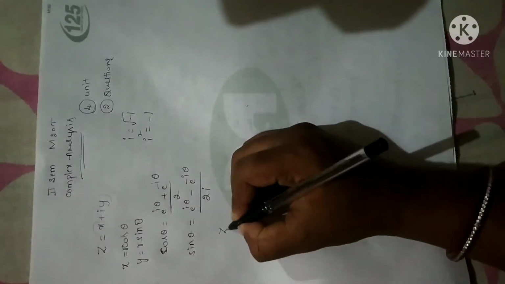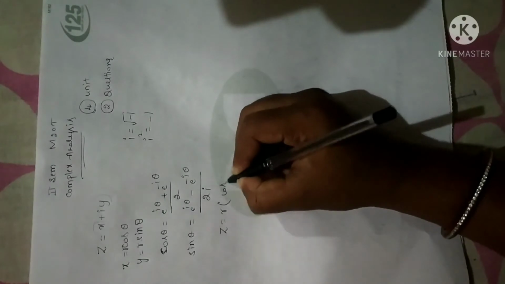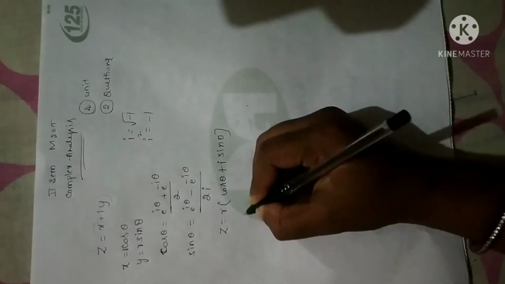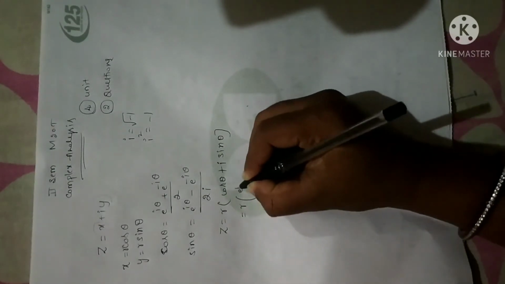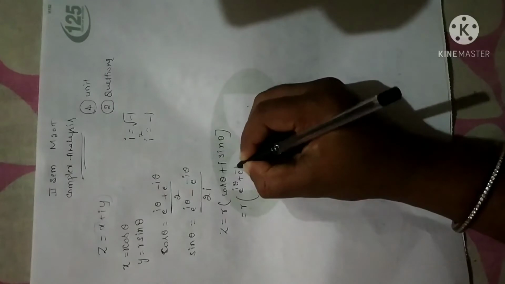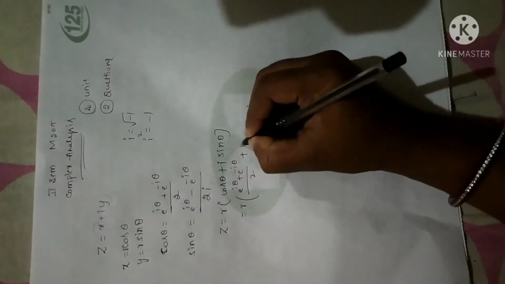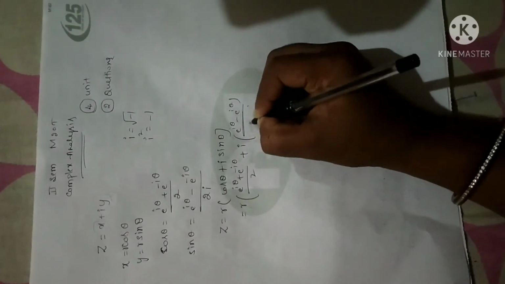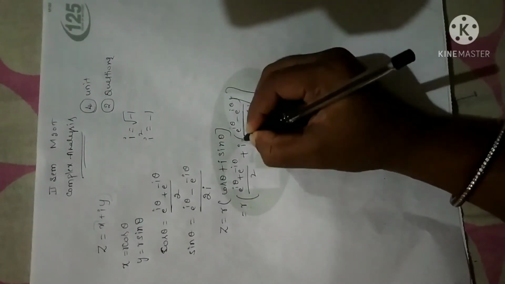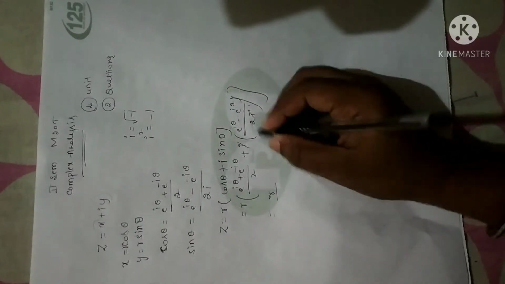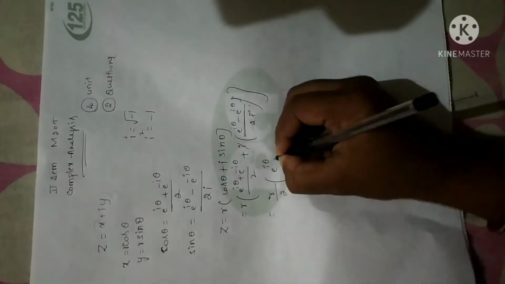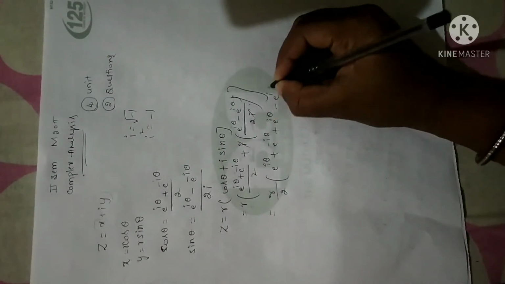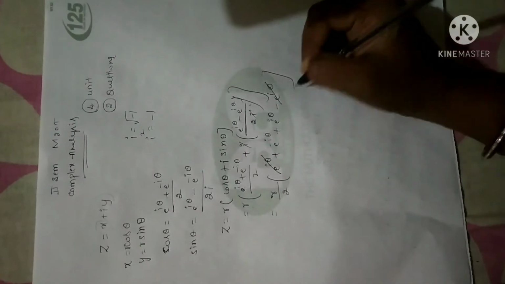In polar form, a complex number is represented by r into cos theta plus i sin theta, which we can further derive. Here r into cos theta can be written in exponential terms as e power of i theta plus e power of minus i theta divided by 2, plus i into e power of i theta minus e power of minus i theta divided by 2i. The i and i get cancelled. Taking 2 common, you are left with r by 2 into e power of i theta plus e power of minus i theta plus e power of i theta minus e power of minus i theta.